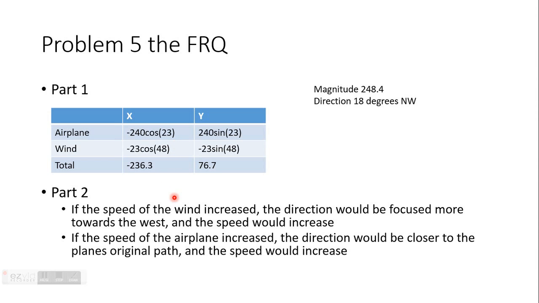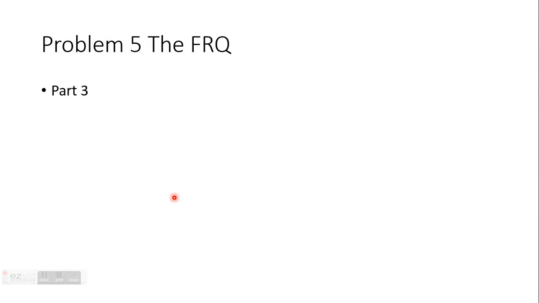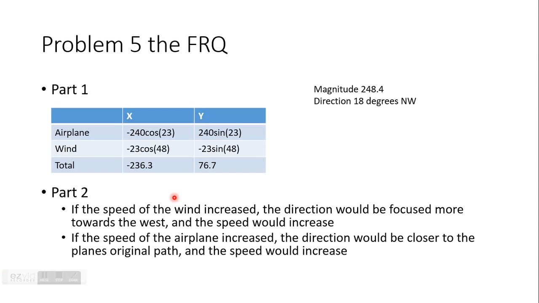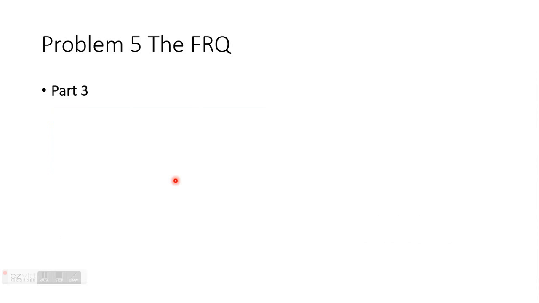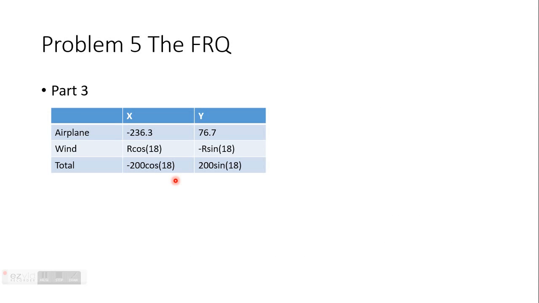Okay, and then part 3, the last part. So we take the properties of the airplane, negative 240 cosine 30, no, sorry, my bad, negative 236.3 and 76.7, the components in the direction of motion, and then those would combine with the wind's components to add up to the 200 cosine 18 or 200 sine 18.